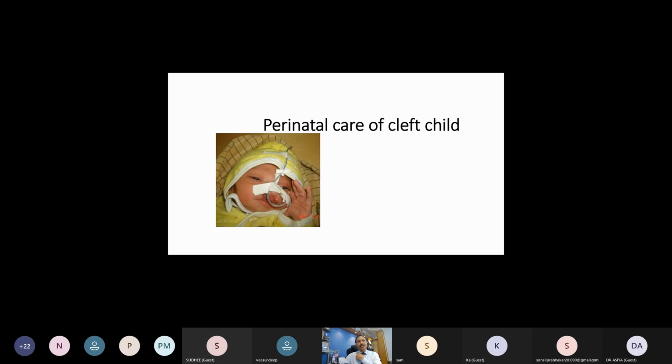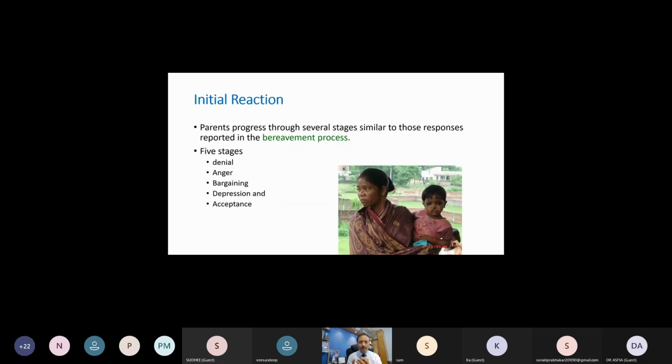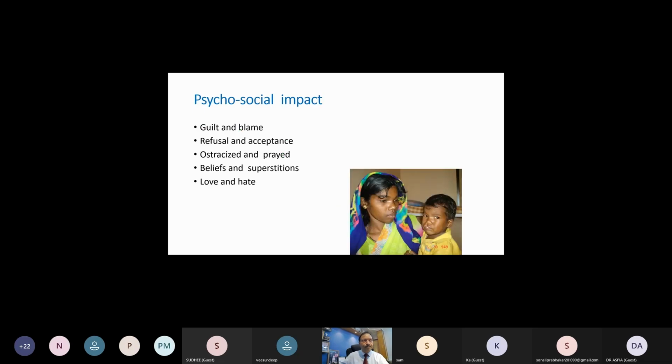Then coming to the perinatal care of the cleft child, psychological trauma. Giving birth to a child with a cleft lip and palate can be emotionally traumatic for the parents, and the facial appearance awakens feelings and reactions in the family and other people. They feel helpless and frustrated after such an event. As you all know, these reactions include denial, anger, bargaining, depression, and acceptance. I will not go into the details of those, but you understand what the psychological reaction of the parents can be.